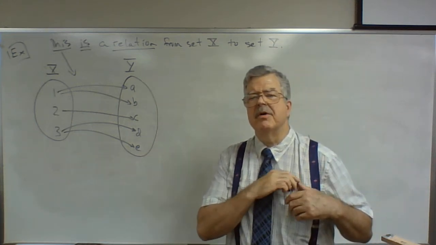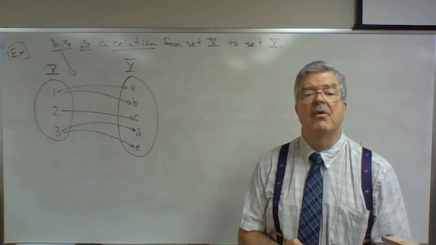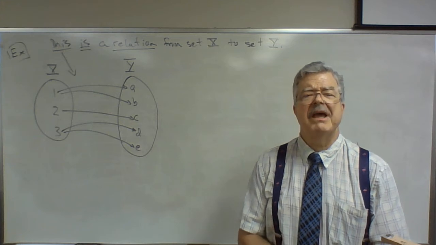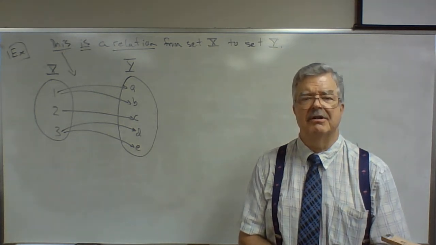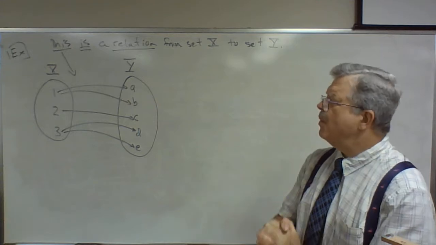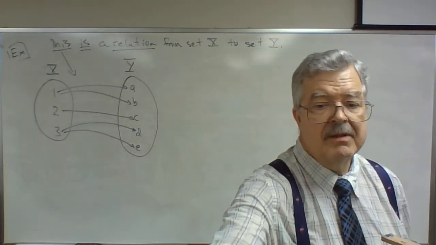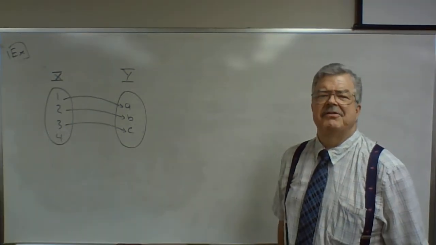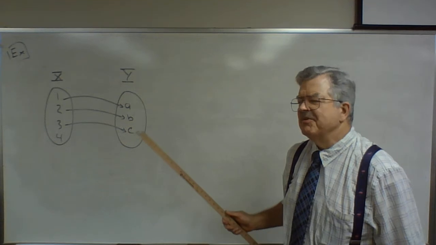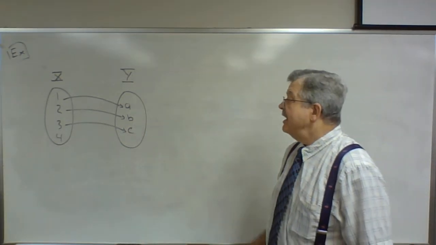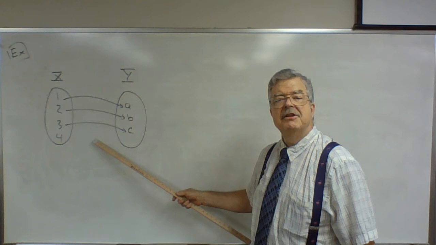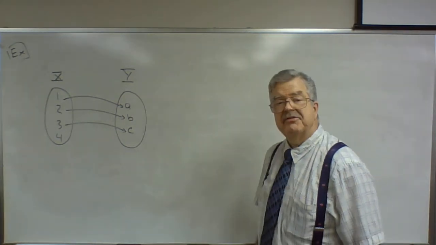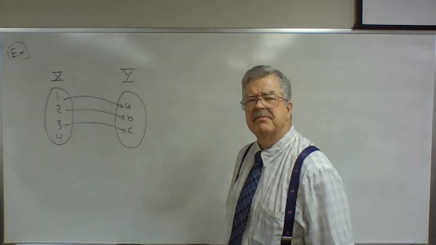Let's look at one more example, but before we expand our discussion to include a special kind of relation, which is called a function. So let's look at one more example. This is our final example when we're talking about relations in general. And this diagram depicts a candidate for being a relation. Let's see if this actually is a relation.